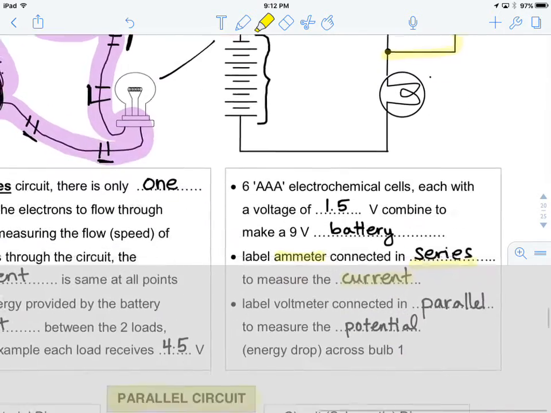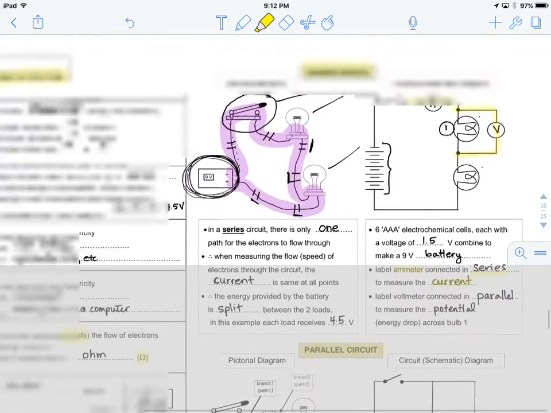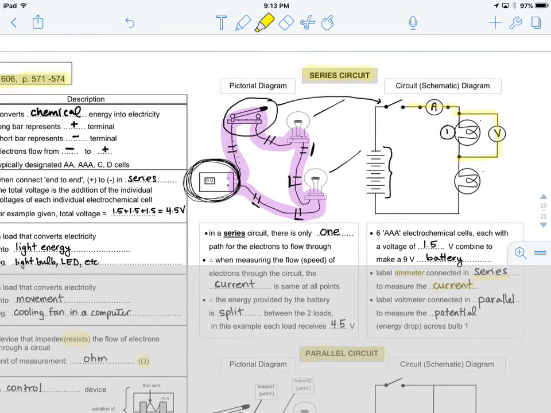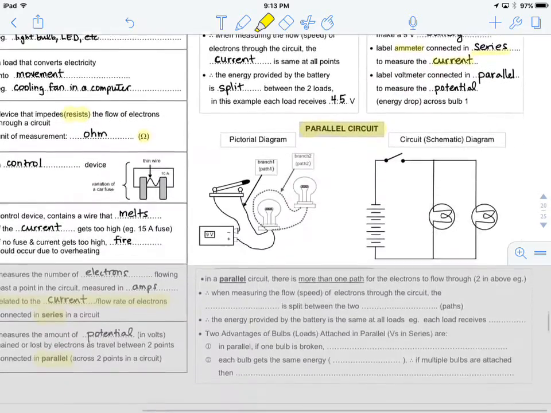All right, so that is a very, very straightforward series circuit. And again, we're going to come back to these. We're going to talk about them a lot more. Let's go on to the introduction to what a parallel circuit looks like.